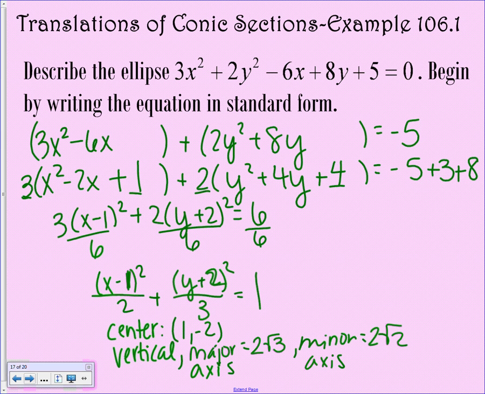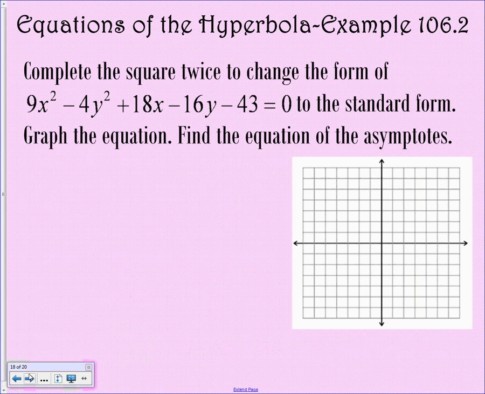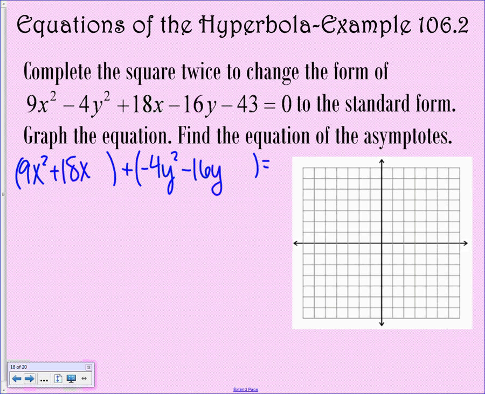Okay? So now let's look at graphing this conic. It tells us to complete the square twice to change it into the standard form and graph it, and it says find the equations of the asymptotes. Well, that means that it is going to be a hyperbola because we have asymptotes. So the way that you're going to do that, you're going to start by grouping your x's together, and then we're going to group our y's together. And then we're going to make it equal 43 by moving that one over there.